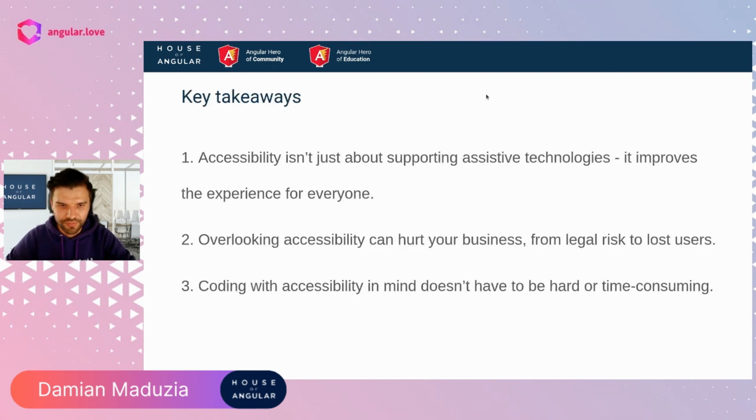So what I would like you to remember after this talk is that, first of all, accessibility isn't only about supporting assistive technologies and users who rely on them, but it actually improves the experience for everyone, be it someone who prefers the dark mode or using the keyboard for navigating through the website. Also, it significantly improves the developer experience, as I've just tried to prove to you. Besides that, overlooking accessibility can hurt your business, from legal risk to lost users and also reputation decline. As I've also tried to show you, coding with accessibility in mind doesn't really have to be hard or time-consuming.